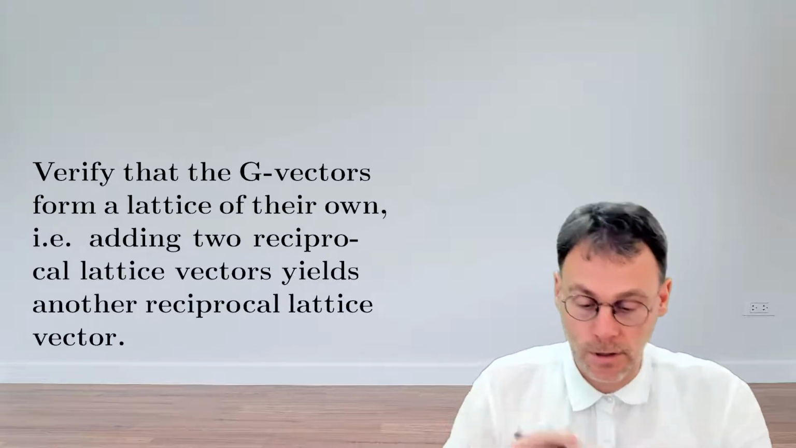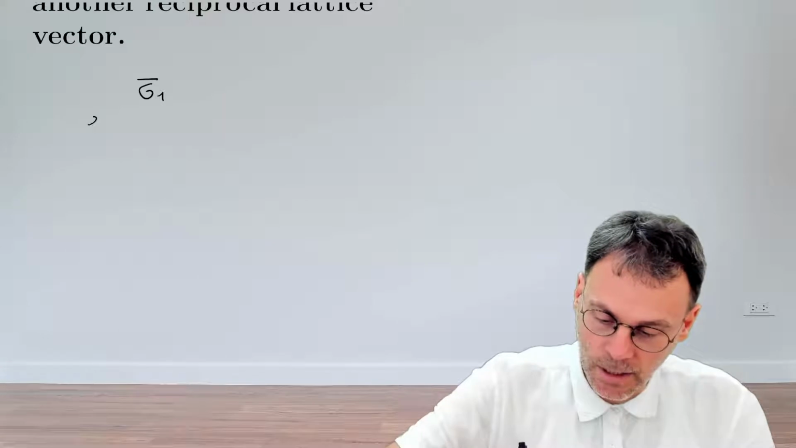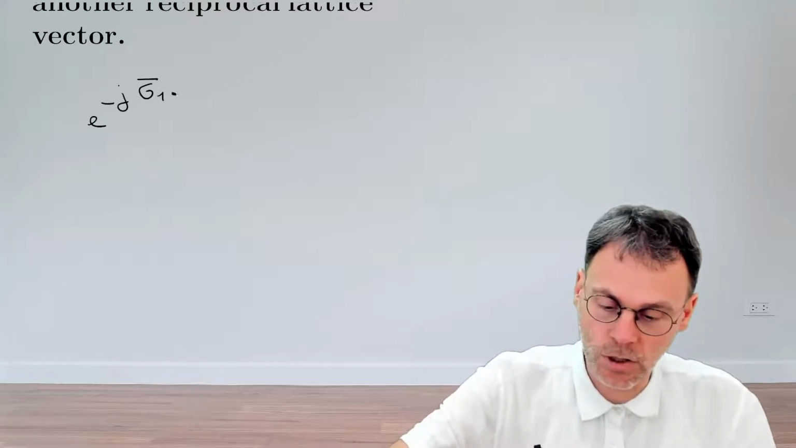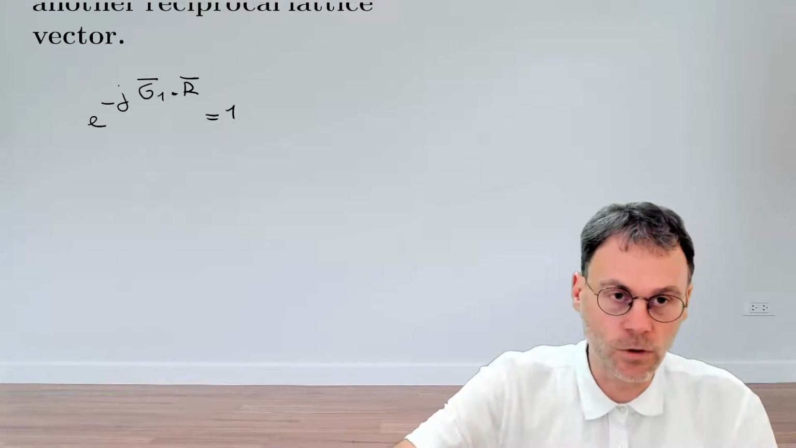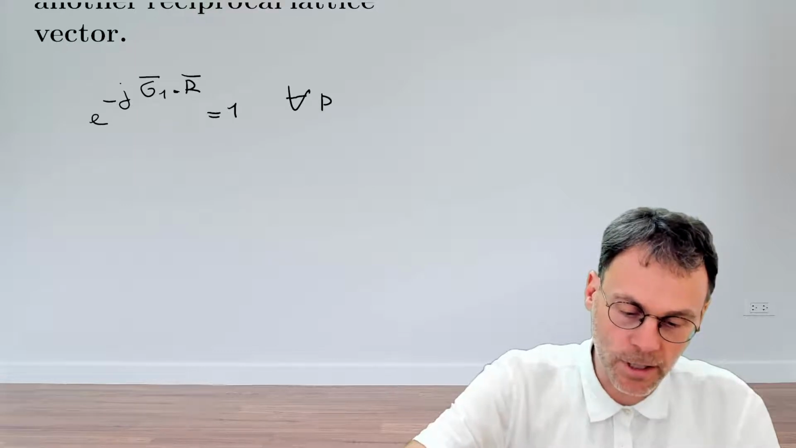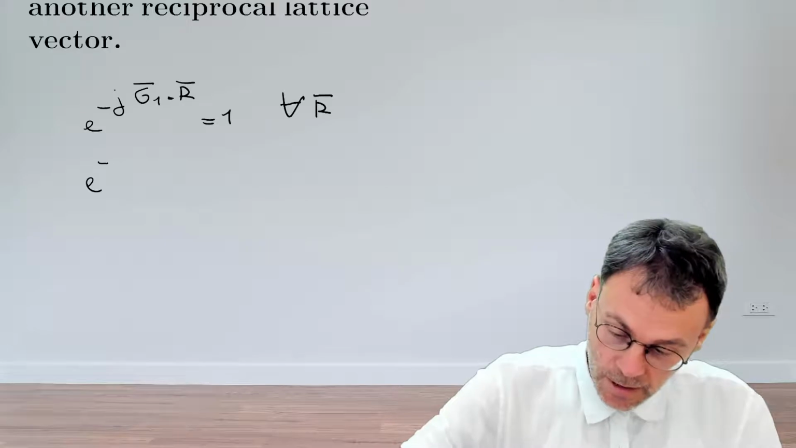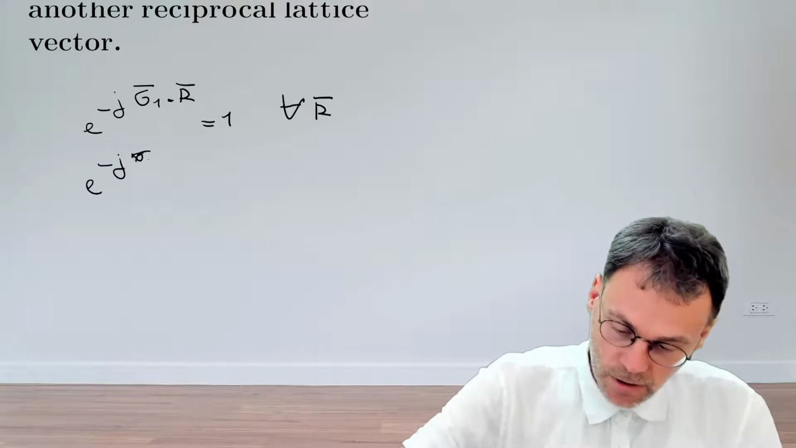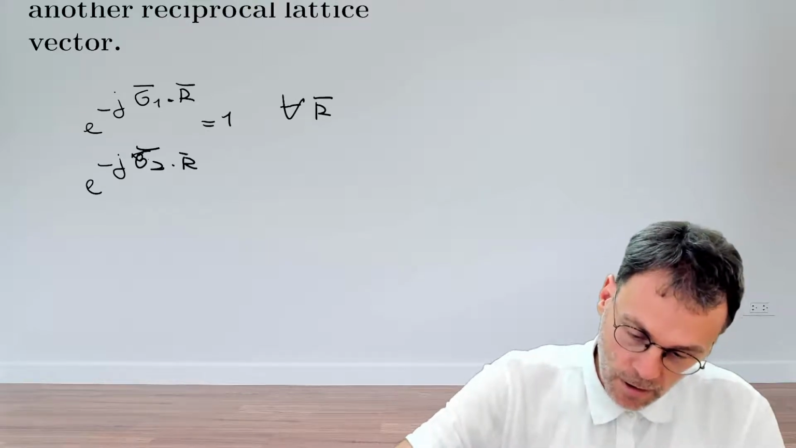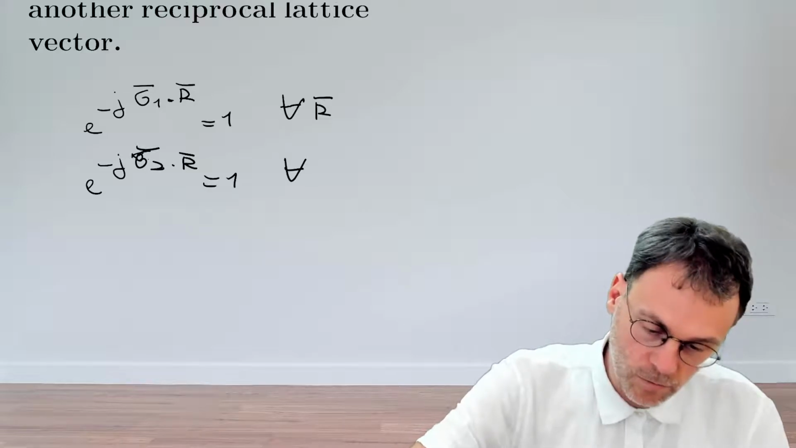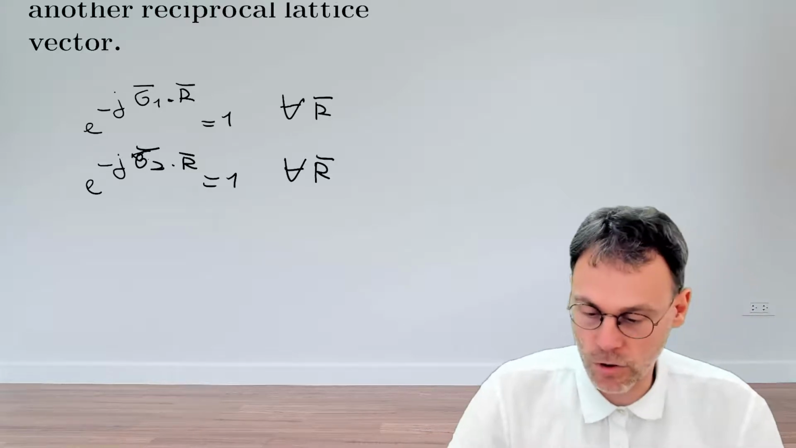So this is almost embarrassingly easy, but let's do this anyhow. First of all, let's say we have a first reciprocal lattice vector, G1. What does that mean? It means that exponential minus j G1·R should be equal to 1 for all possible lattice vectors in real space. If you have a second lattice vector, then you just write down the following, that this is also 1 regardless of which value of R you choose.